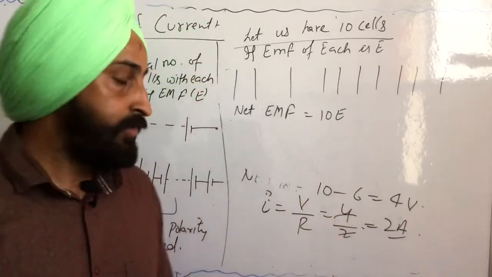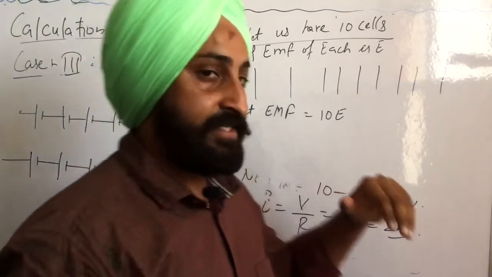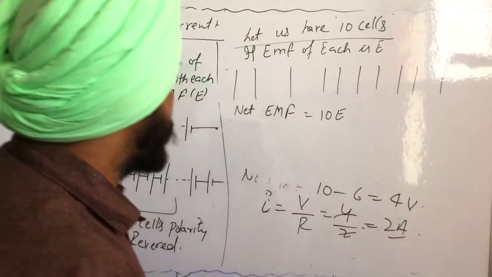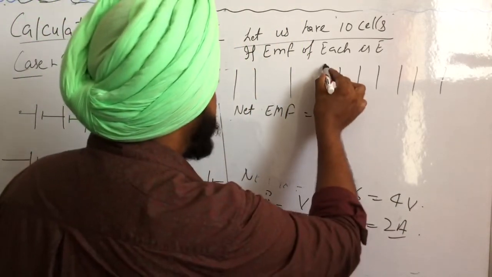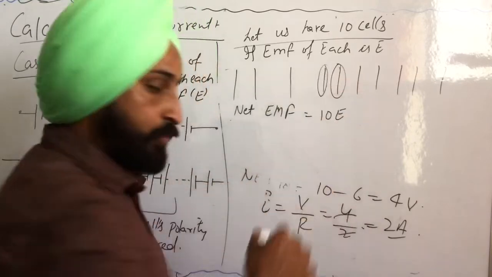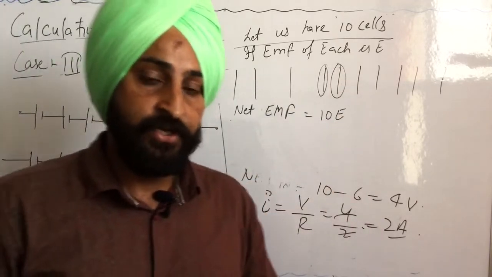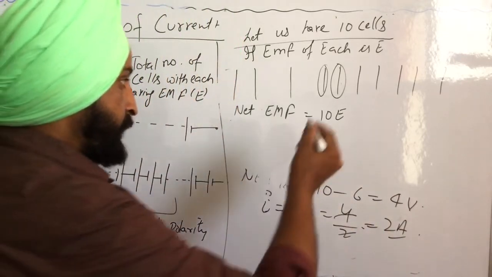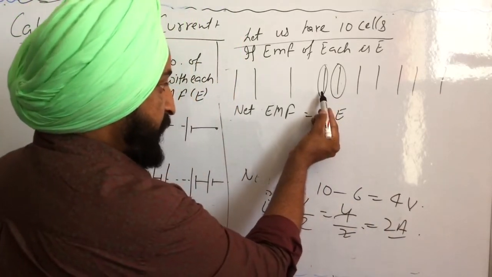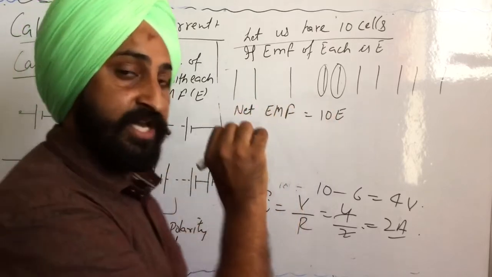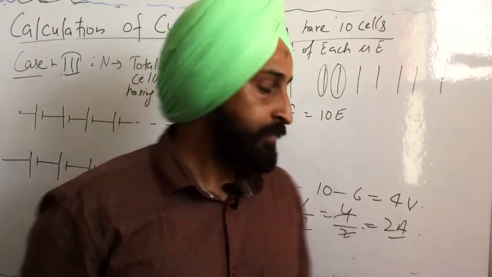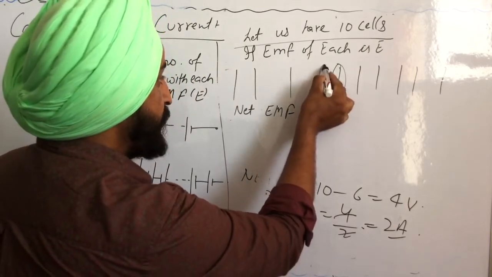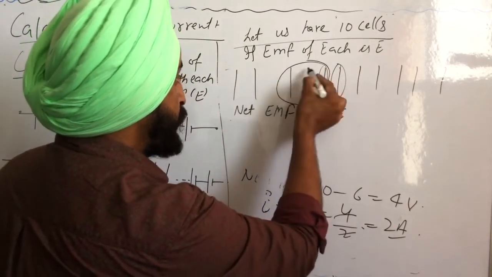Now suppose out of these 10 cells you are reversing the polarity of 2 cells. Now what would happen? Due to the reverse polarity of this cell, now each has equal EMF. So due to the opposite polarity, this cell will become 0 with this cell.